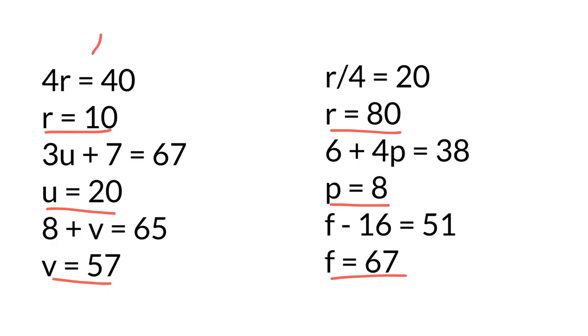So let's look up here, for example. For 4R equals 40, if you find R equals 10, you can check your answer by simply doing 4 times R, which is 10. If your answer is 40, then you know you've gotten it correct. There is no other way. Same down here. If you plug 20 in for the U, 3 times 20 is 60, plus 7 equals 67. You know for sure that you're correct. If you plug in 80 over here for the R, 80 divided by 4 equals 20. You're correct. You don't need me to give you that feedback. You can check for yourself just by looking back at your answer. And I really love that too. If you go on to the next slide, you'll see a fun little challenge for you.